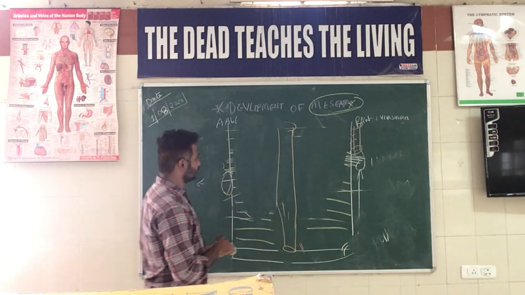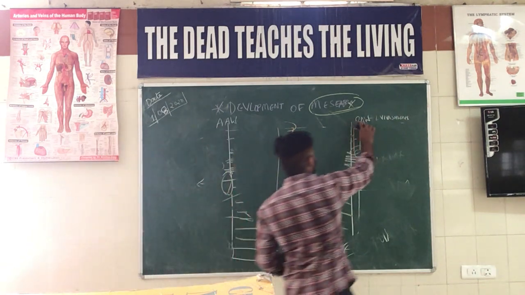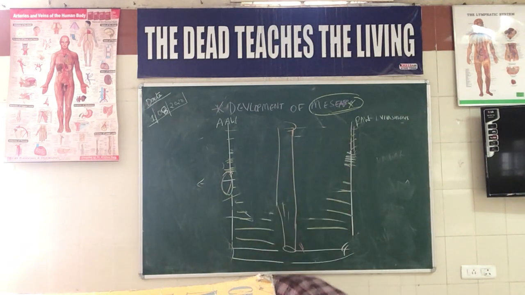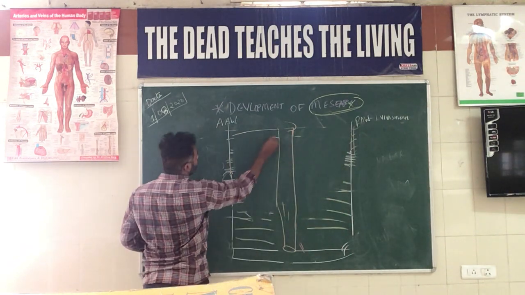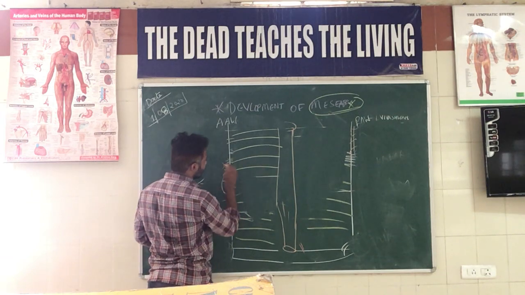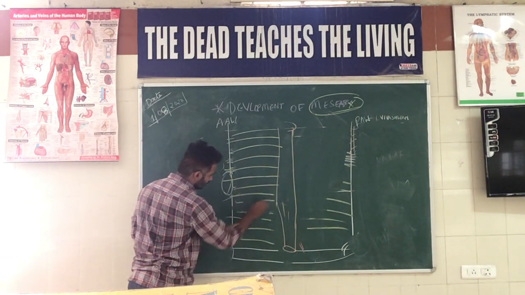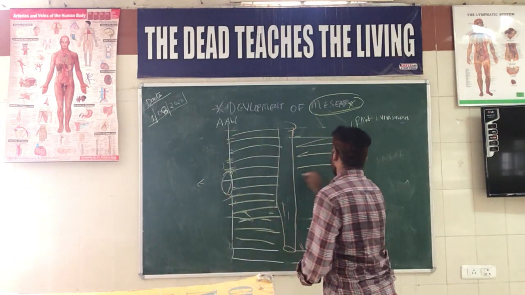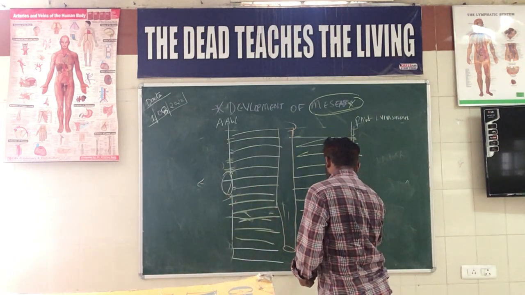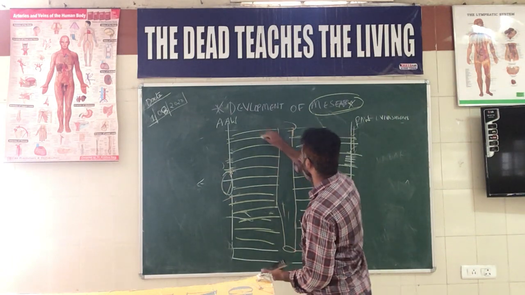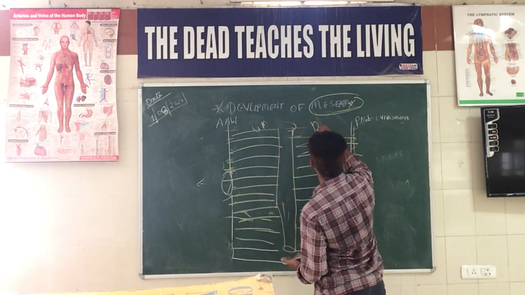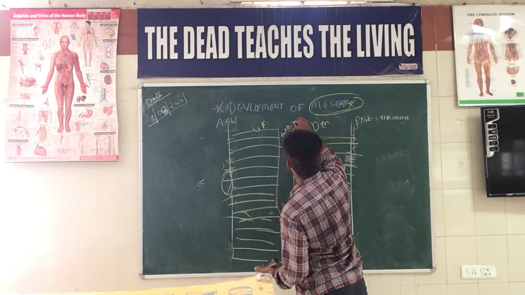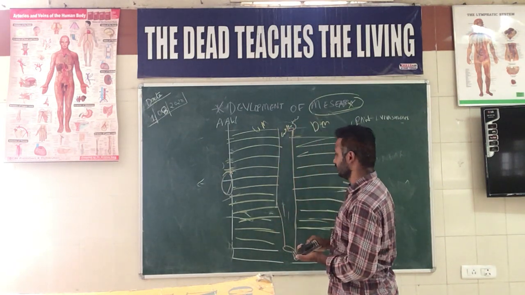The developing gut. We have something called the ventral side, the anterior abdominal side, which is ventral. On the dorsal side we have the dorsal mesentery. This is the ventral mesentery, this is the dorsal mesentery, and this is the gut, or enteron.